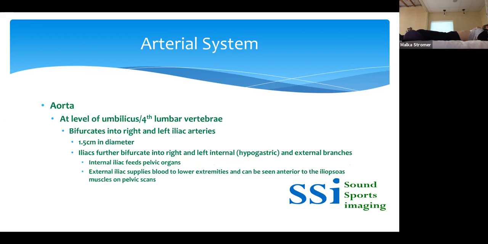At the level of the 4th lumbar vertebrae, it bifurcates into the right and left iliac arteries. The iliac arteries, as we know, further bifurcate into the right and left hypogastric and external branches. Now, these are not what we're going to be assessing. In assessment of the aorta on ultrasound, we want to look at the distal aorta prior to bifurcation. That's the most common location for a AAA. We also want to see if there's involvement to the level of the renal arteries and renal veins, and if it involves the iliacs at all.